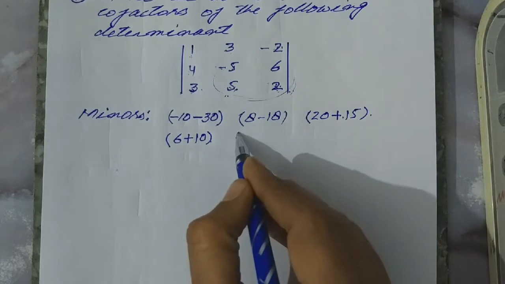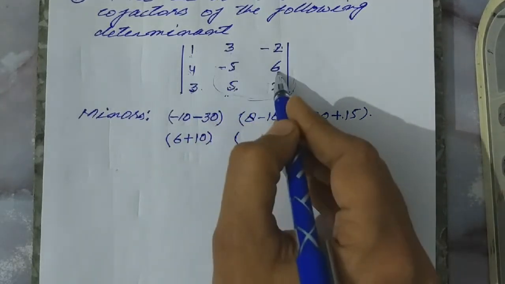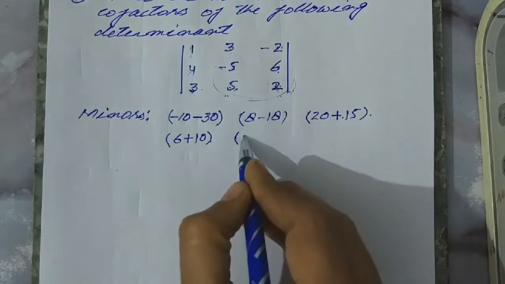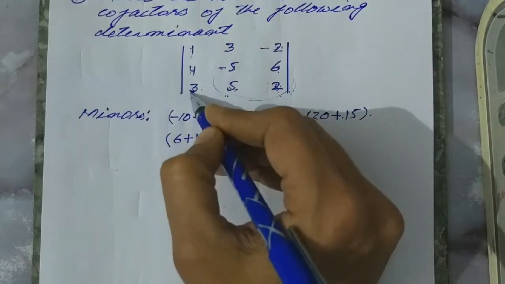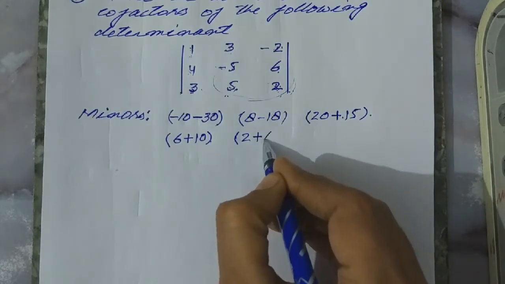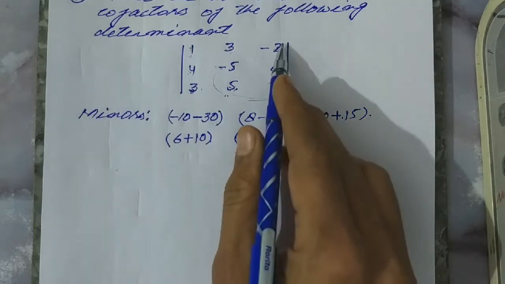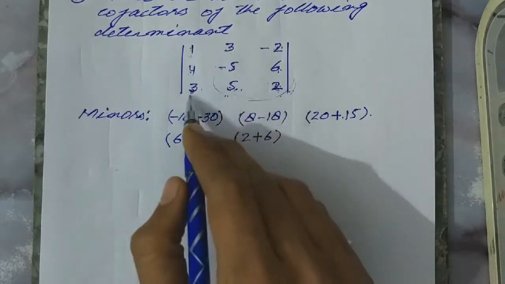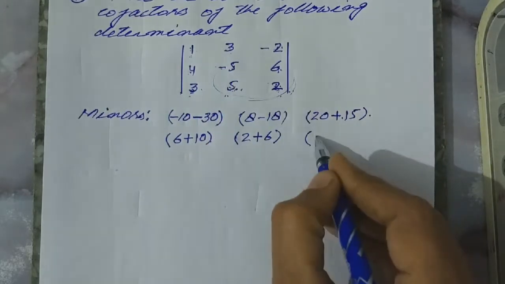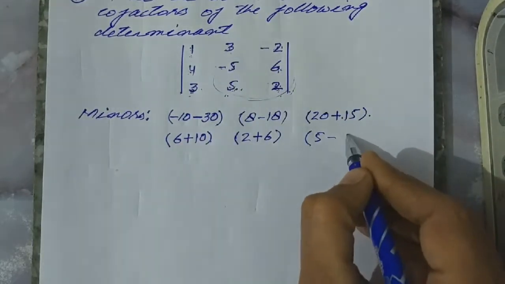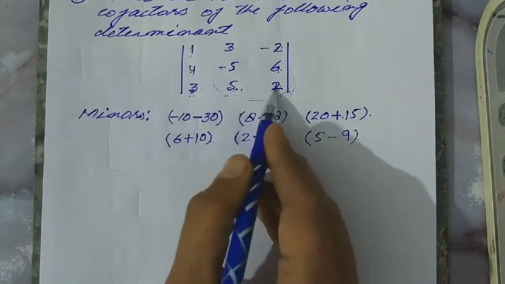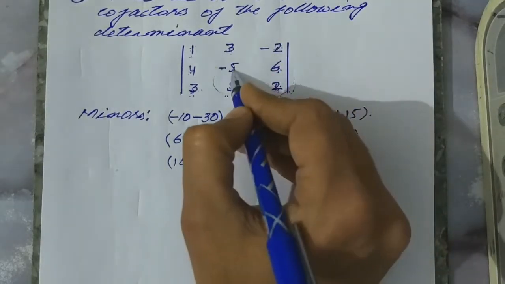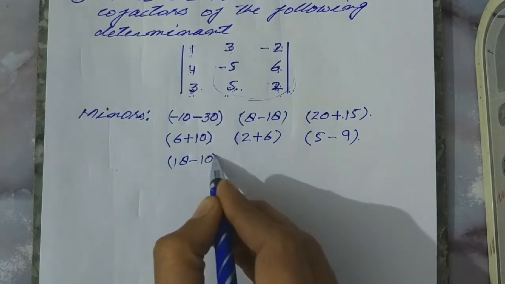Minor for this element, bracket, this column and this row vanish, we are left with these 4 elements, so we have to take the cross multiplication of these 4, 1 2s are 2, minus for the difference, minus 2 into 3 is minus 6, so minus and minus becomes plus, and we get 2 plus 6. Minor for this element, this column and this row in which it is lying are vanished, and these 4 elements are left, taking the cross product, 1 5 is 5 minus 3 3s are 9. Minor for this, this row, this column vanish, 3 6s are 18, minus for the difference, minus 2 into minus 5 is plus 10, so write down plus 10 as it is.